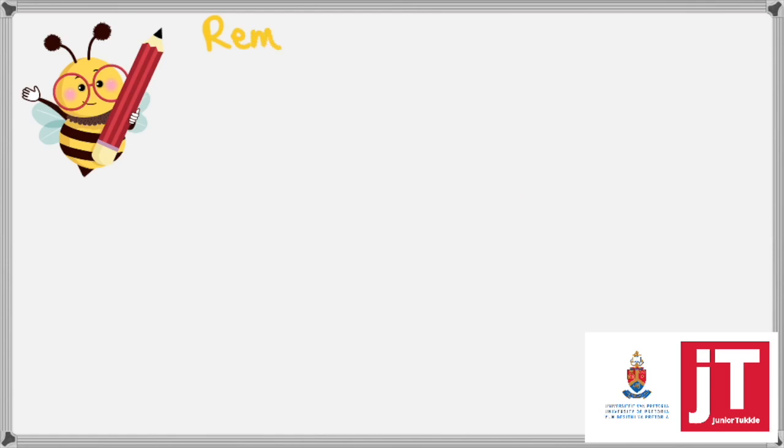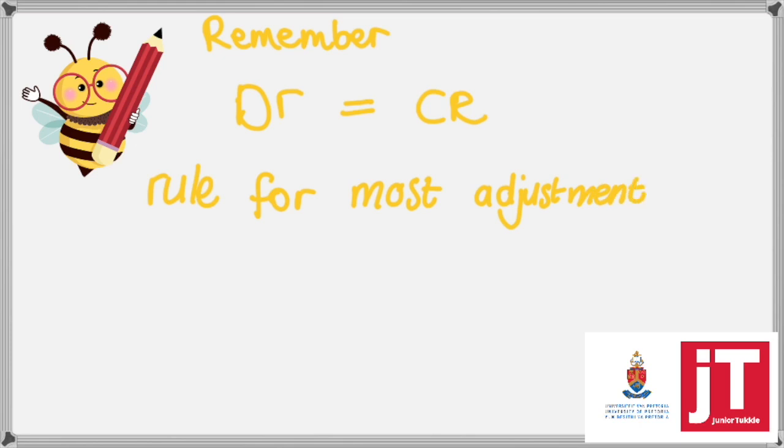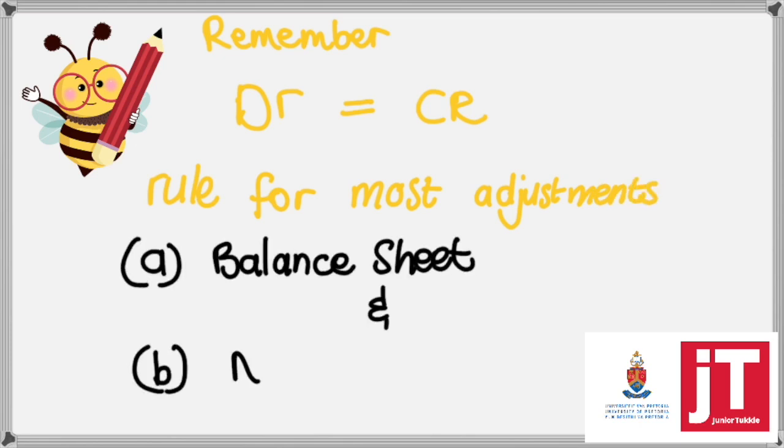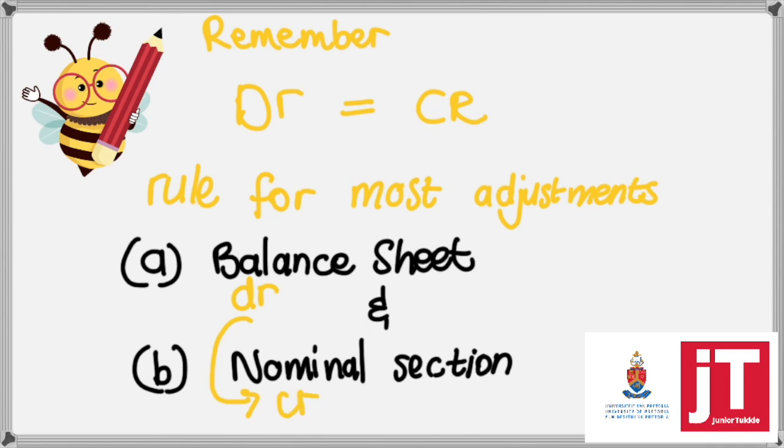Okay, continuing. Now, when we do post-adjustment trial balance, you need to remember that each adjustment has 2 legs, and that is because of our debit and credit rule. So for each debit, there must be a corresponding credit. That's the basics of accounting. Now, the rule for most adjustments is that the one leg is in the balance sheet and the second leg is in the nominal section. So if you debited the balance sheet section, you have to credit the nominal section, or vice versa. If you credited the balance sheet section, you have to debit the nominal section.